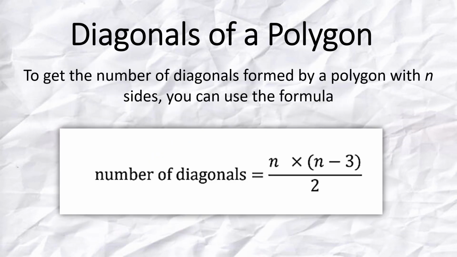To get the number of diagonals formed by a polygon with n sides, meaning we do not know the number of sides, you can use the formula: number of diagonals equals n, which will be replaced by the number of sides of the polygon you are looking for, times parentheses n minus 3, divided by 2.